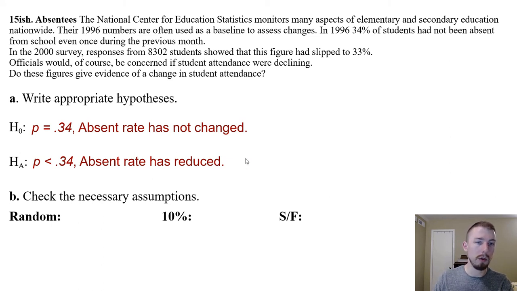10% condition: we are sampled without replacement, but there are definitely more than 83,000 students nationwide. So this is national, so no problem there. Success/failure: with such a large sample, of course, 33% of that, we definitely had more than 10 students who were absent and 10 students who were there for the whole month.